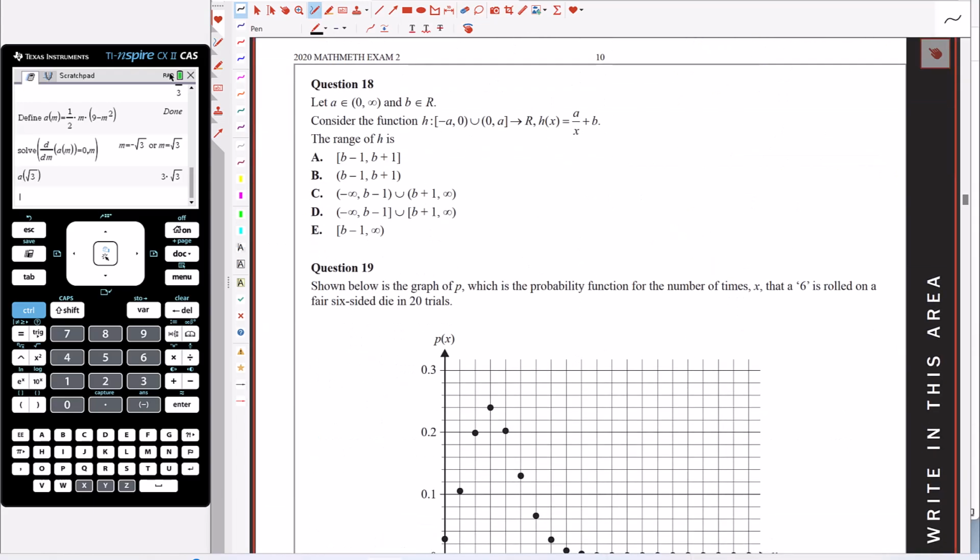Okay, question 18. Let A be a positive real number and B is any real number. So again, just flexibility with your notation. Obviously that's just the same as R plus. It could have said that. It doesn't matter as long as we can interpret and understand all those different notations. Consider the function h. Okay, so h has a sort of domain that goes from negative a to a but doesn't include 0. And it's a hyperbola, which is why the domain can't include 0. The range of h is, okay, so again, let's visualize.